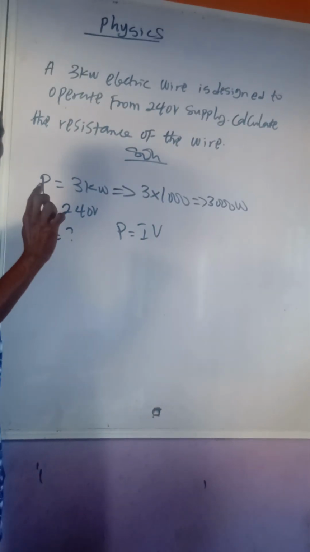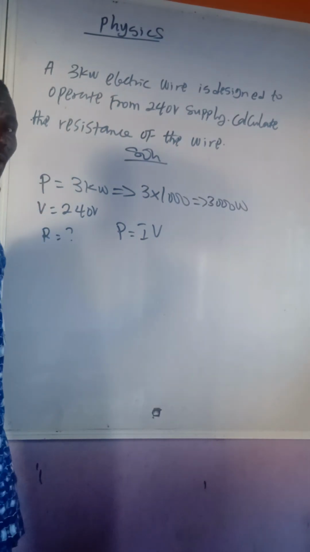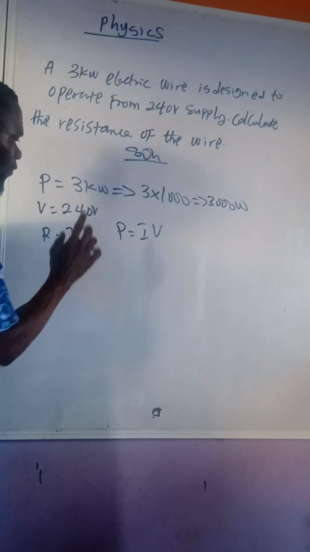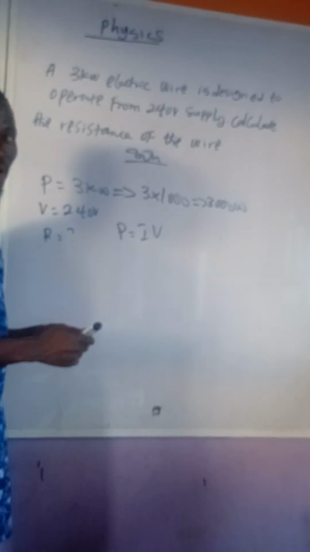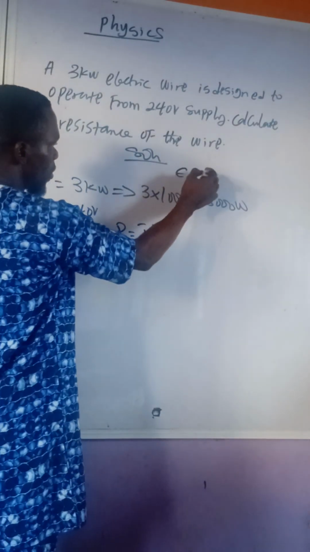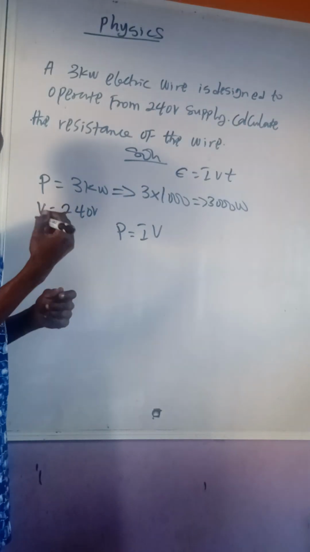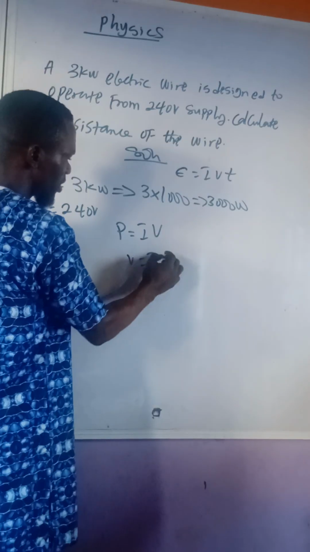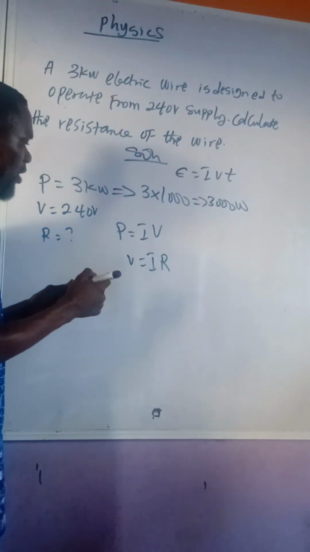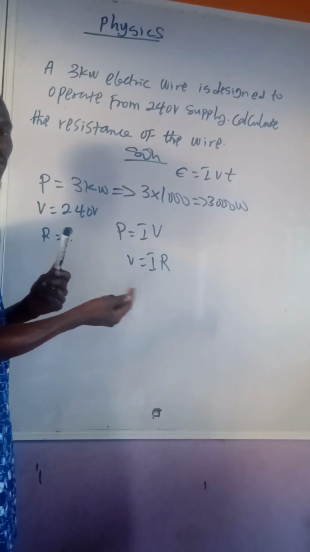So what I have to do is, when you are solving questions under electrical energy and power, you must know their general formulas. For power it is current and volt, but for electrical energy it is always current, volt, and time. Now the first thing that comes to mind is Ohm's law, which is volt equals current times resistance.